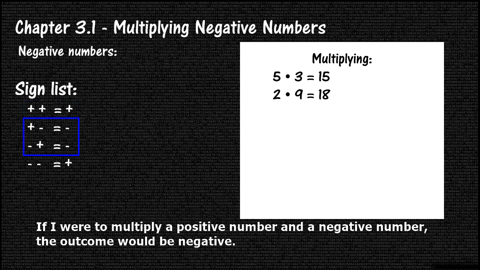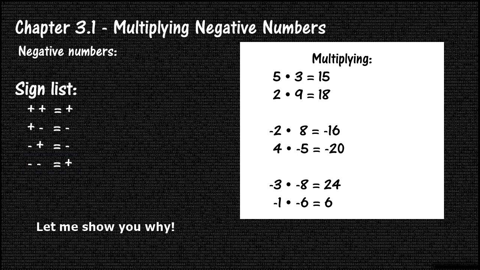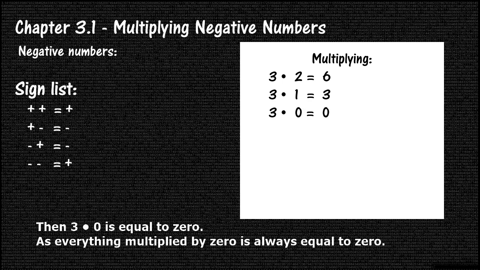If I were to multiply a positive number and a negative number, the outcome would be negative. And if I were to multiply two negative numbers, my answer would be positive. Let me show you why. If I multiply 3 and 2, my answer would be 6, no doubt about it. If I multiply 3 and 1, I receive 3. Then 3 times 0 is equal to 0, as everything multiplied by 0 is always equal to 0.